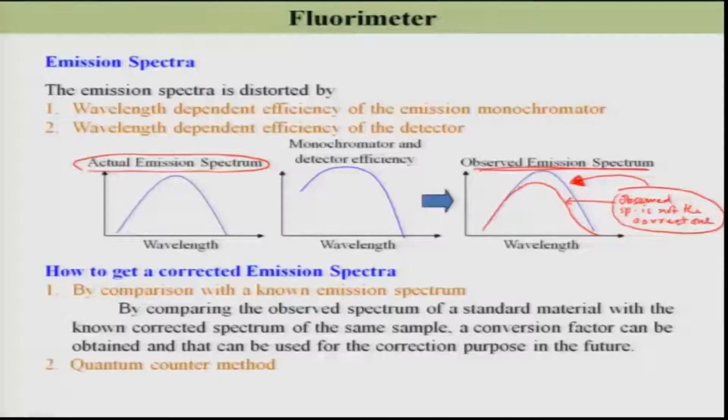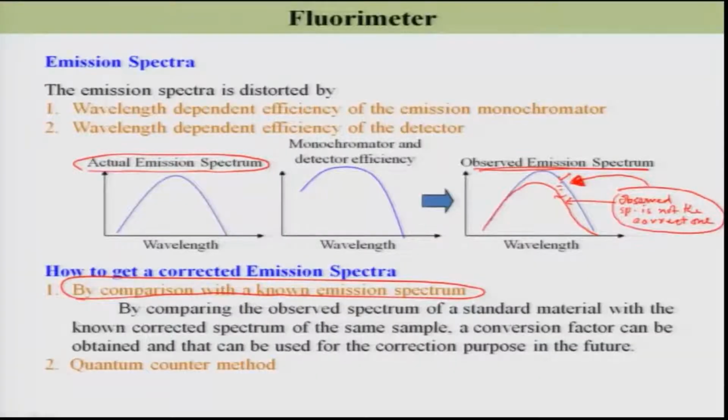I briefly showed you that one technique is by comparison with a known emission spectra of a molecule, right. If it is already known to you, then you can simply do this divided by this, and then you will get this correction file. Whenever you measure the emission spectra, you just multiply by that, and you will get your corrected emission spectra.